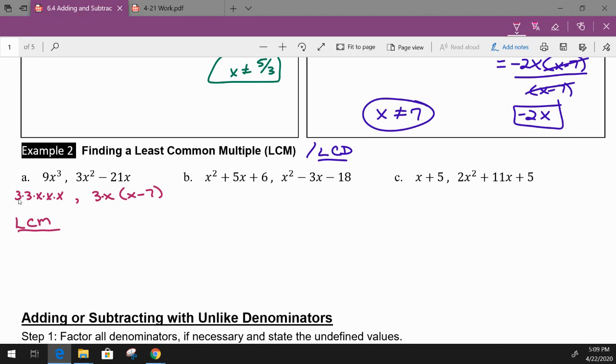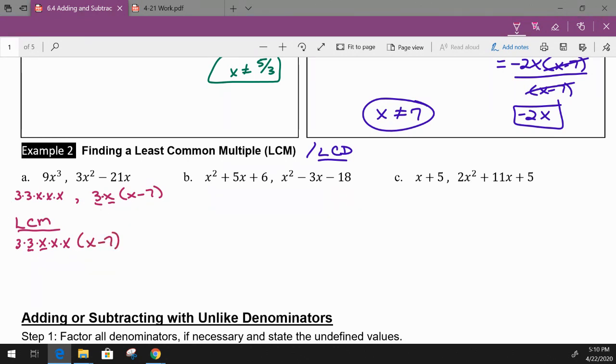So if we start with the 9x to the third, your least common multiple has to have a 3 times x times x times x. However, your second polynomial here already has a 3 and an x out front. Well, the least common multiple down here already has a 3 and an x. So that's already part of the least common multiple, which means we do not need to duplicate it. But what's missing from the least common multiple is the x minus 7.